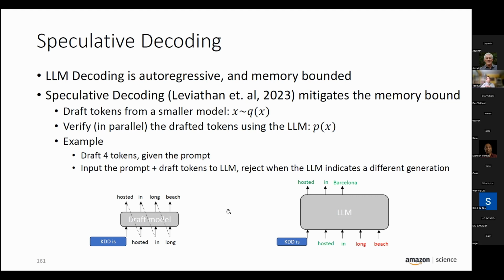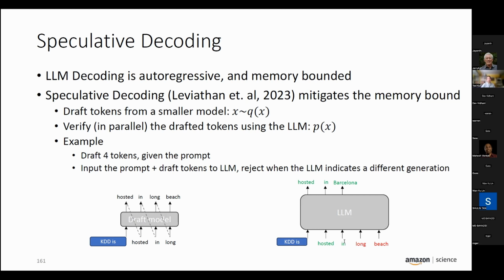What you can do then is feed all 8 of those tokens in simultaneously to your big model. Here they have a different one; I should have just used one on the slide. KDD is hosted, and the small model guessed the next tokens were "hosted in Long Beach." The big model, when you pass in "hosted in Long Beach," actually says "hosted in Barcelona." So basically "hosted" and "in" matched.